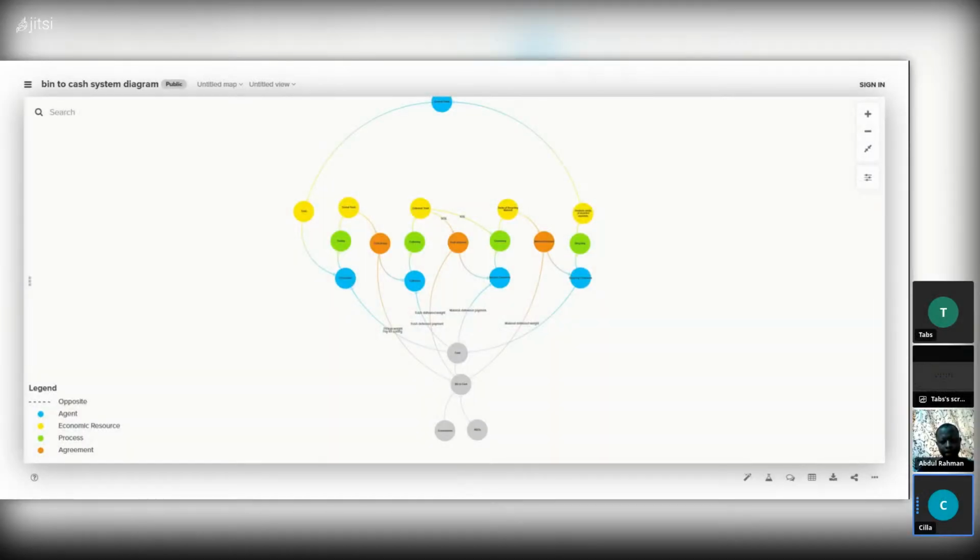I mean the system design, right? It's not design system, the system design. Yeah.